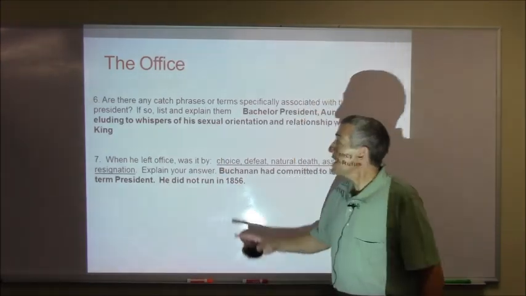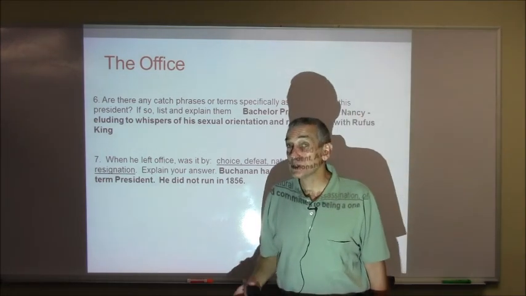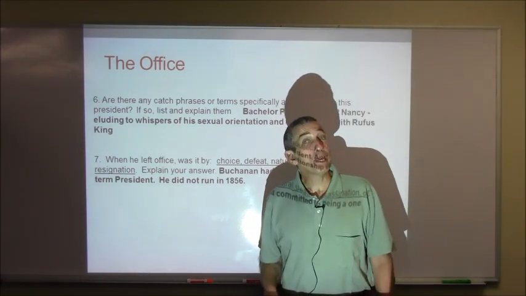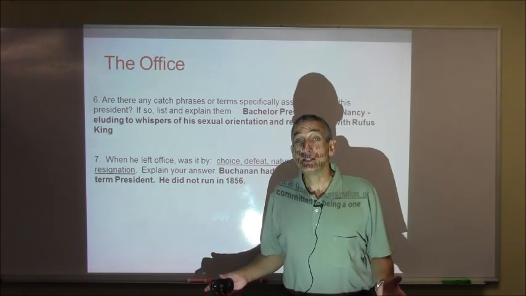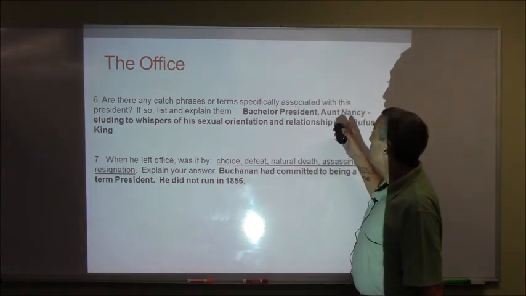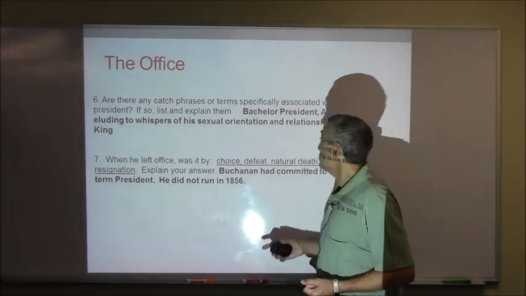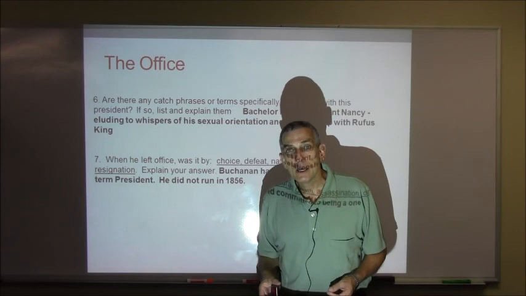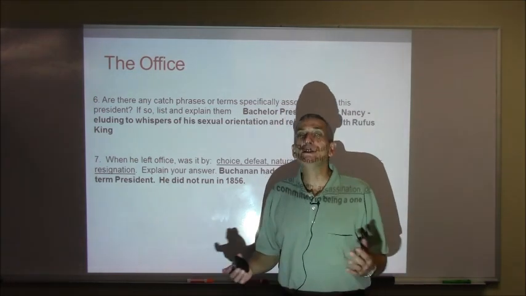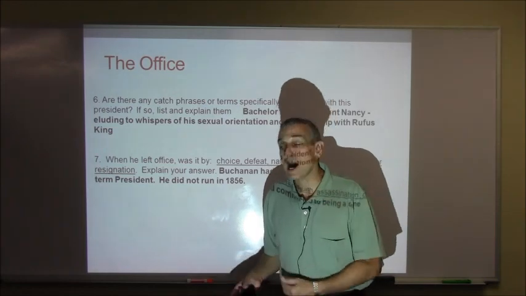The office, are there any catchphrases? He was called the bachelor president because he was not married. Some people thought he might have tendencies towards being gay, and for that reason, he was called an Aunt Nancy. It was whispered he had had some kind of relationship possibly with Rufus King. Now, none of this was ever proven, and it really didn't matter, but that's where the people who derided him were going with their comments.